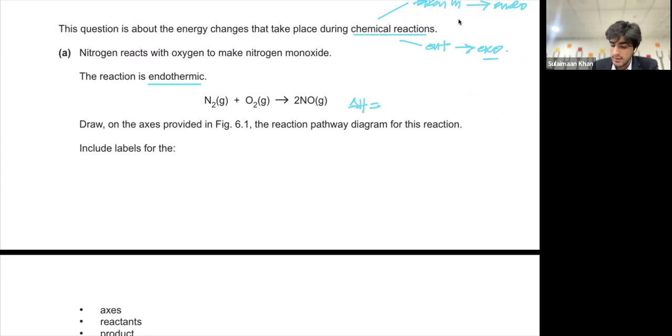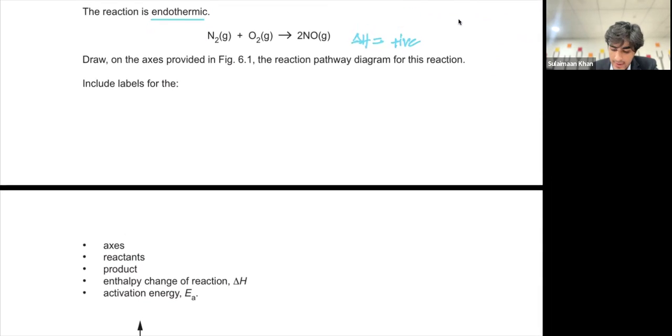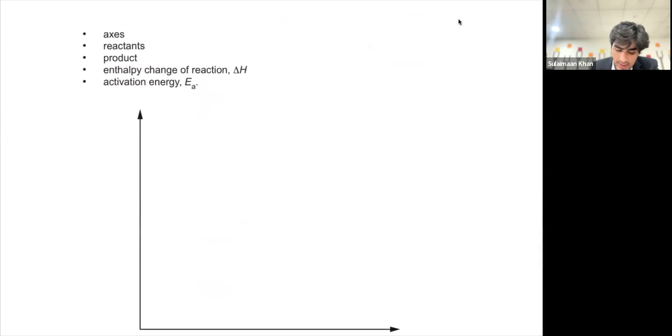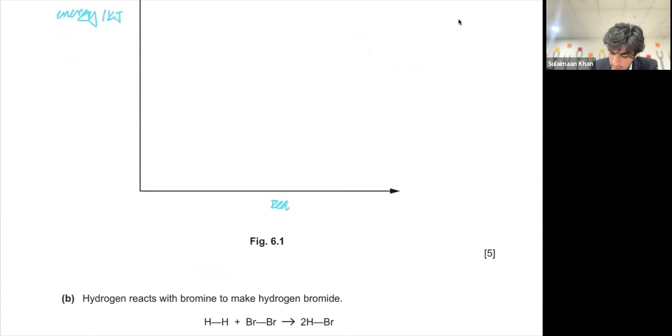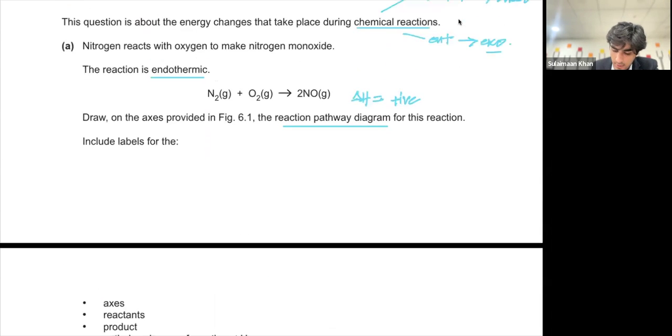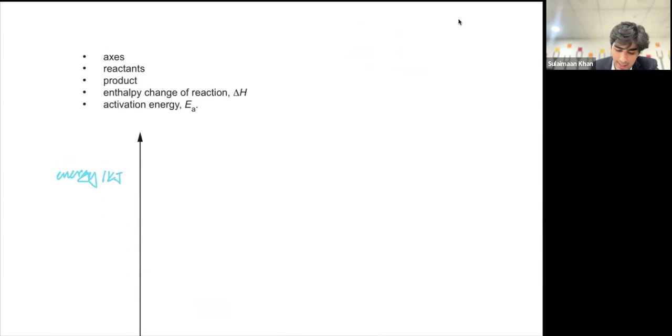For an endothermic reaction, the enthalpy change is obviously going to be positive. Draw on the axes provided the reaction pathway diagram for this reaction, in figure 6.1. The label includes the axes. So what do we have on the axes? We have energy in kilojoules, and on the x-axis you have reaction pathway. Since he has used the word pathway, I'll use the word pathway, or you could also use the words reaction progress.